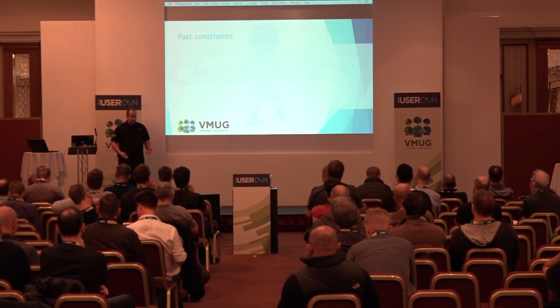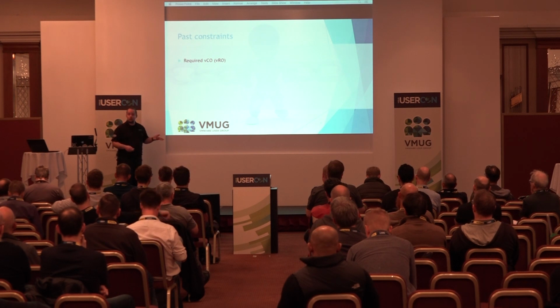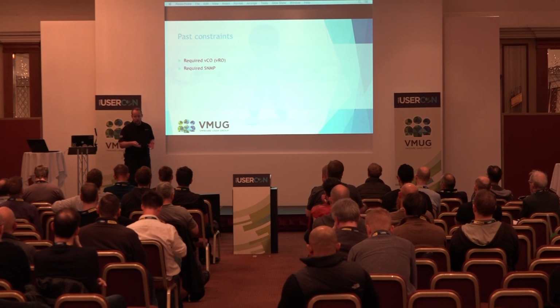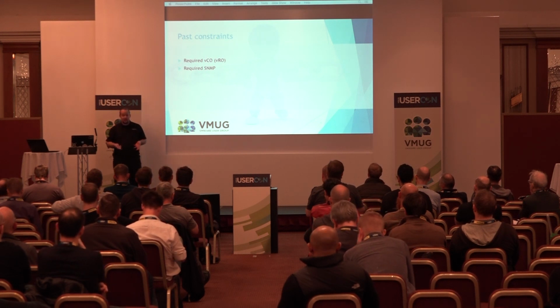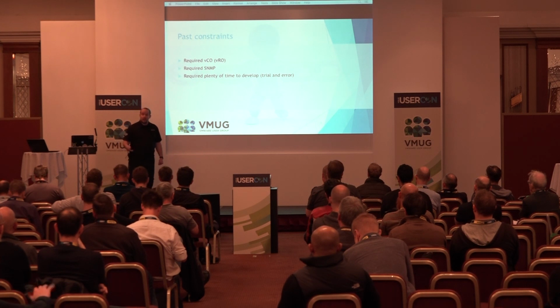Past constraints. So as I said before, with vROps, or rather vCops, it was possible via VCO, the orchestrator, which is now vRO. You could use that with a fairly old pack, which identified some of the SNMP information coming out of vROps or vCops. It required SNMP. It required some time to develop, and it was a lot of trial and error. So it wasn't just point and click and it just worked. It did work, but you had to put a lot of effort in.